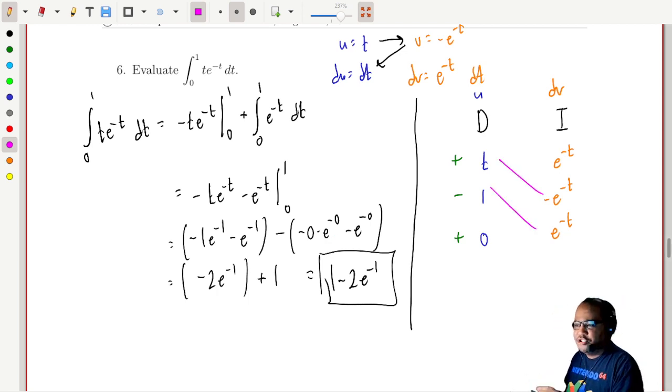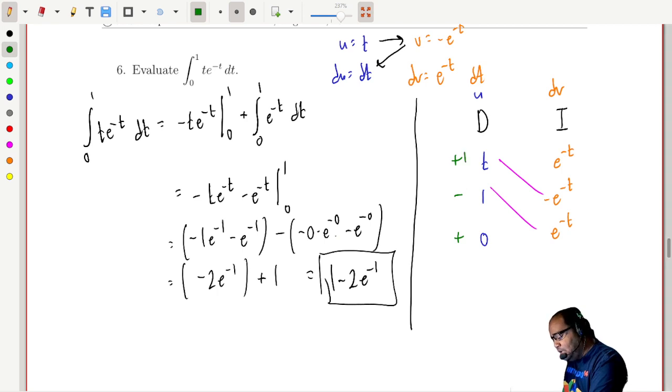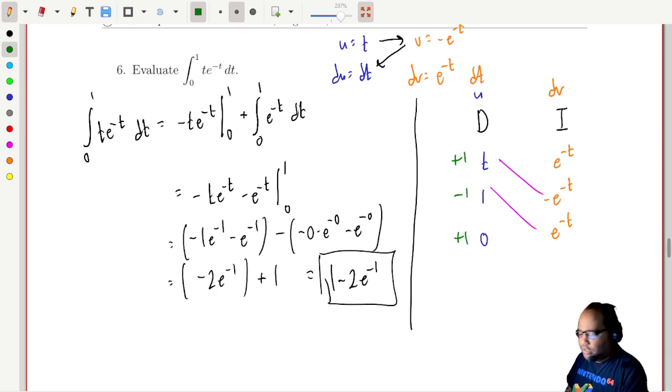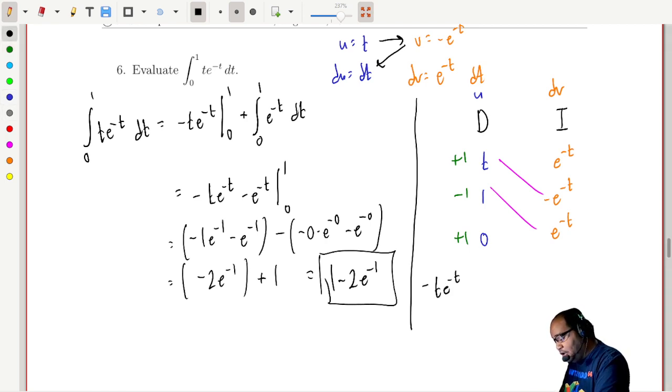What I've just joined there with those magenta shoelaces are products. So you join the first thing in the D column to the second thing in the I column, the second thing in the D column to the third thing in the I column, and do that until you run out of pairs. Obviously, when you get to the 0, it's something else. Then you just read it off: multiply things joined by a shoelace and give it the corresponding sign in front. So think of this as multiplying by a +1, a -1, a +1, and so on. And so what do I have here? Take a look. t e to the minus t with a minus sign, since -1 times +1 is -1. Now, minus e to the minus t. I'm evaluating this between 1 and 0.